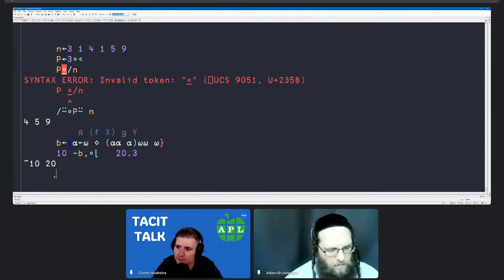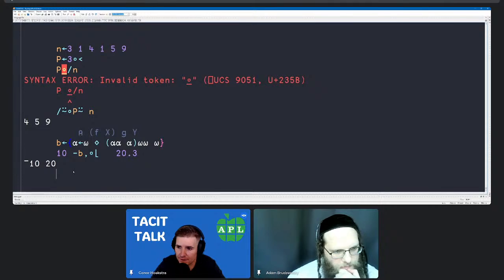So let me walk you through why I thought this might not work, and that was because the monadic definition of jot in Dyalog APL does not correspond to the S combinator. It corresponds to the B combinator.